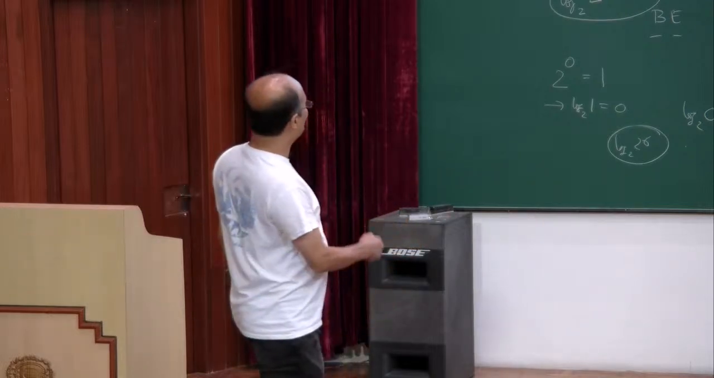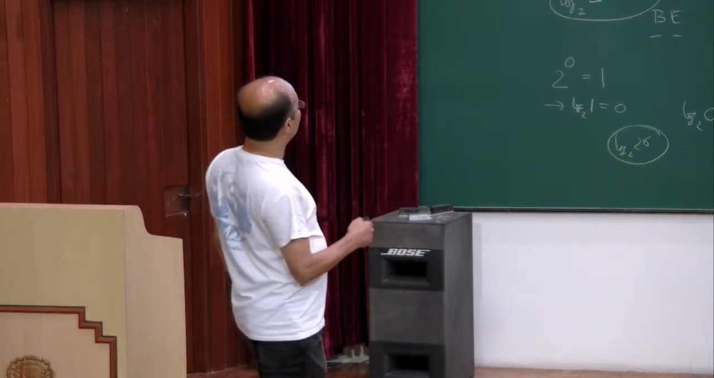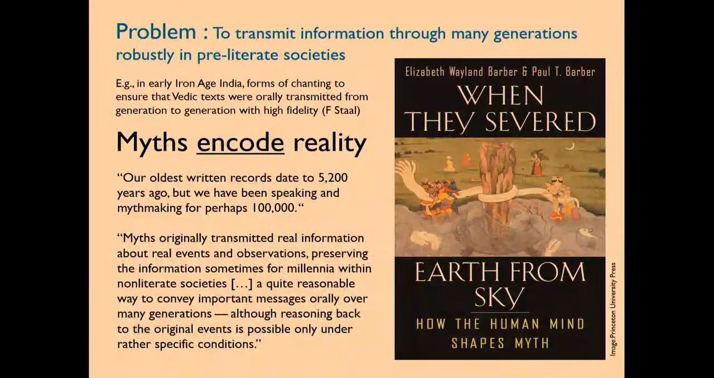Okay? And so the point they make is that our oldest written records date back only to about 5,000 years, but we have been speaking and possibly myth making for orders of magnitude longer, 100,000 years. And so the myths actually could have been transmitting real information about real events, but the only way to preserve information across millennia is to convey it through stories, which essentially become creation myths or other kinds of myths.